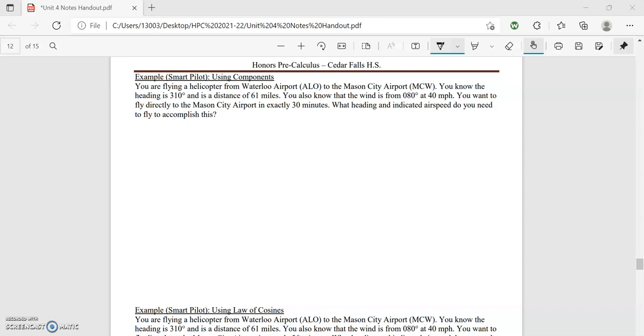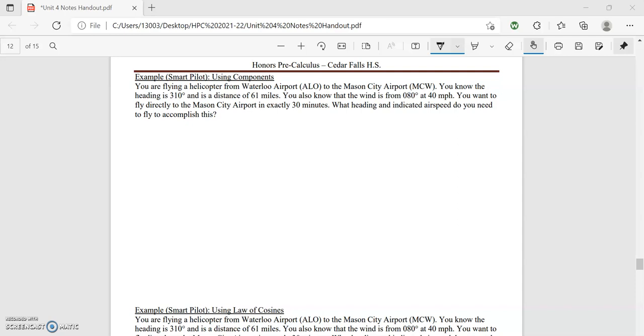So let's get down to the brass tacks here. We're flying a helicopter from Waterloo to Mason City. What we know is the heading is 310. So we know the exact ground direction we need to go, and we know how far it is. So we know the ground information. We also know that the wind is from 80, so we'll get to that in a little bit, going 40 miles an hour. We want to fly directly to Mason City in exactly 30 minutes.